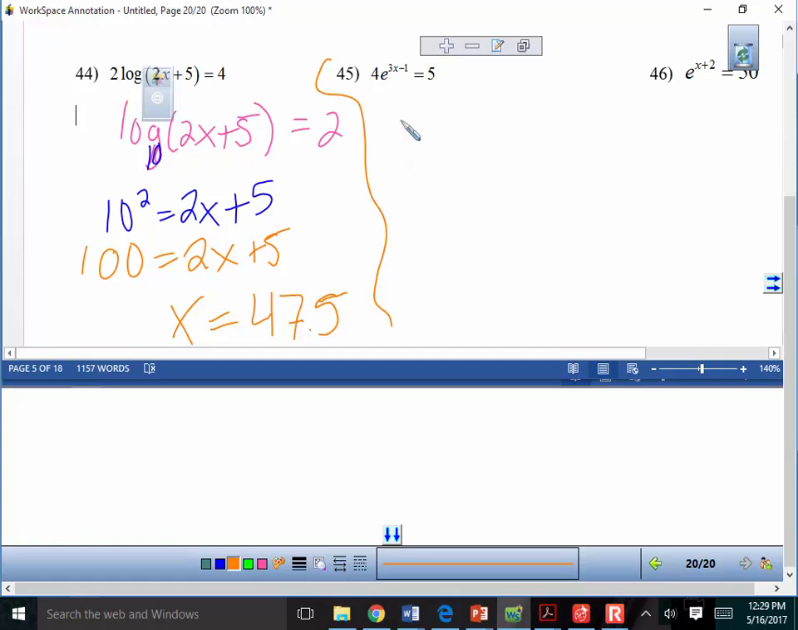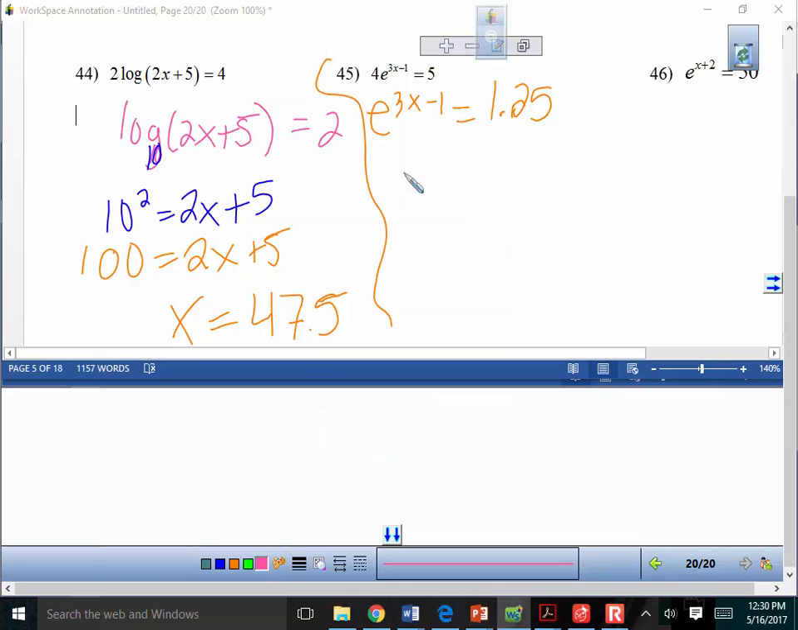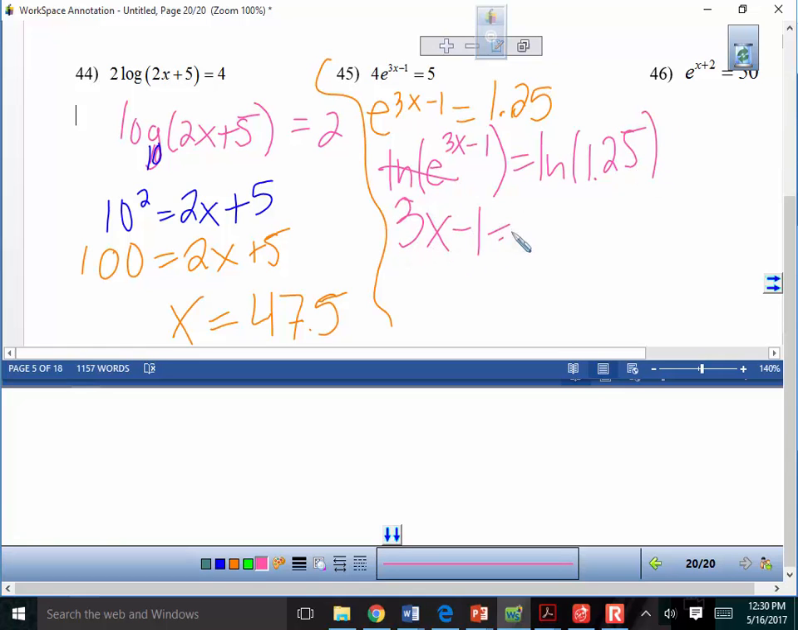Yeah. Okay, good. We divide both sides by 4 and we get e to the 3x minus 1 is equal to 1.5, because 5 divided by 4 is 1.5. You meant 1.25? Yeah, that's what I meant. Okay? Chloe. Now we're going to take the natural log of both sides. These cancel, and we're left with 3x minus 1 is equal to what?